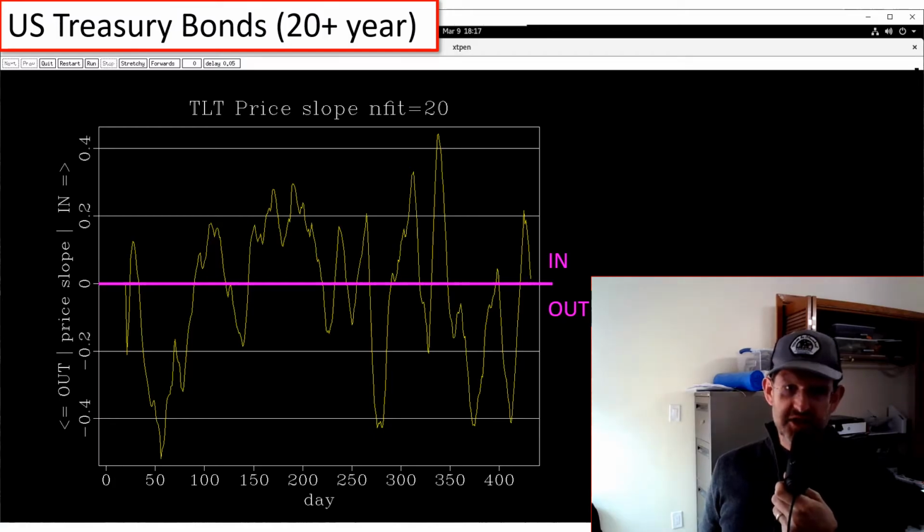Here's a plot of the U.S. Treasury ETF, TLT, over about 14 months. The window length was 20 days for the prediction. This is the price slope that I'm plotting. When the price slope is greater than zero, the pink line, it means that we're in the market. When the price slope is less than zero, then we're out of the market. I would be long TLT at this time because the price slope is above the zero line, but just barely. So it implies that the bonds are on the verge of trending downward.